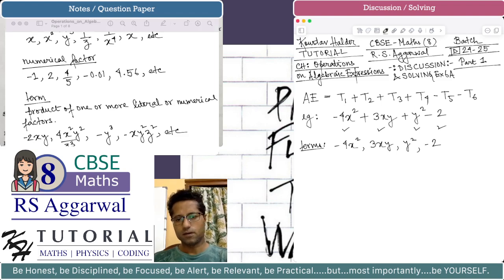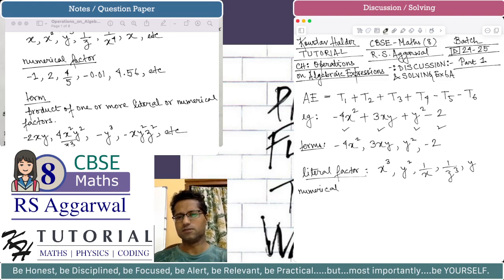Now what are literal factors? Examples of literal factors are x cube, or y square, or 1 by x, or 1 by z cube, or y. These are all literal factors. Literal factors are also sometimes known as variable factors, since these terms x, y are all variables.